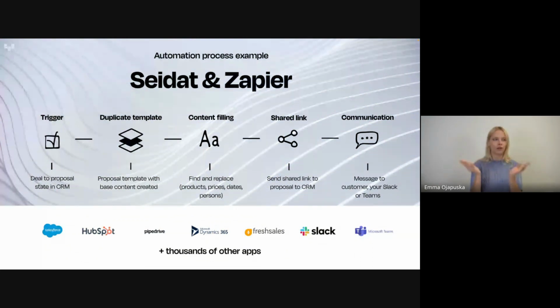So what is an integration? You go to Zapier, you first select your CRM or whatever software you want to integrate with Seidat. You select that, and then you select Seidat, and then you can see what is possible. So no coding required. You just click on drop downs and say, yes, I want to duplicate a presentation when this happens in the CRM and so on.